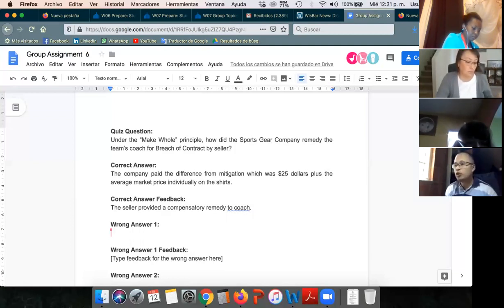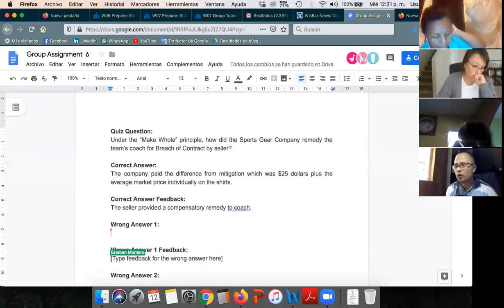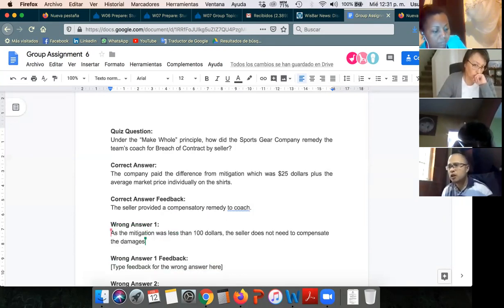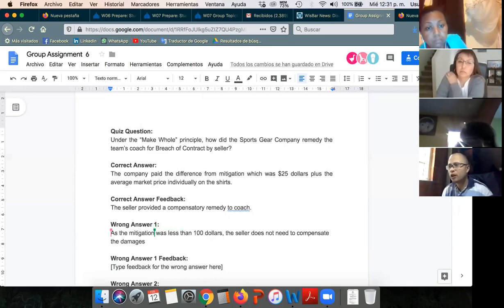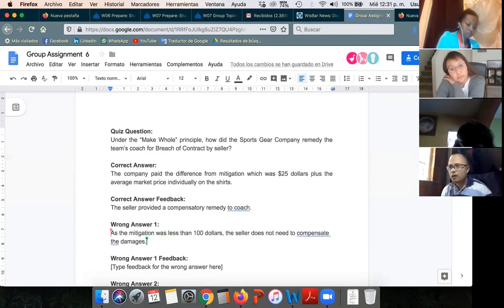Let me put this wrong answer. What do you think? As a mitigation, mitigation, no, damage. Yeah, mitigation. Was less than $100, the seller does not need to compensate the damage. Oh, good one.